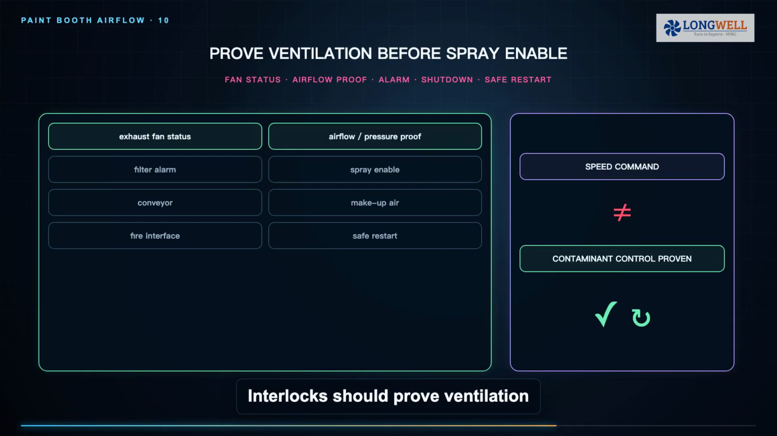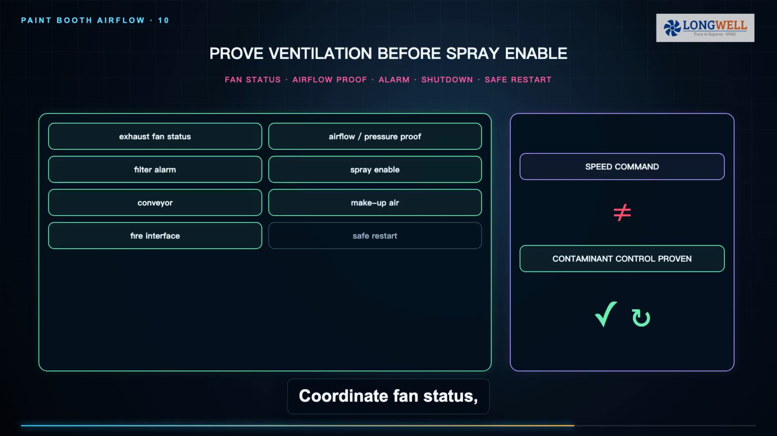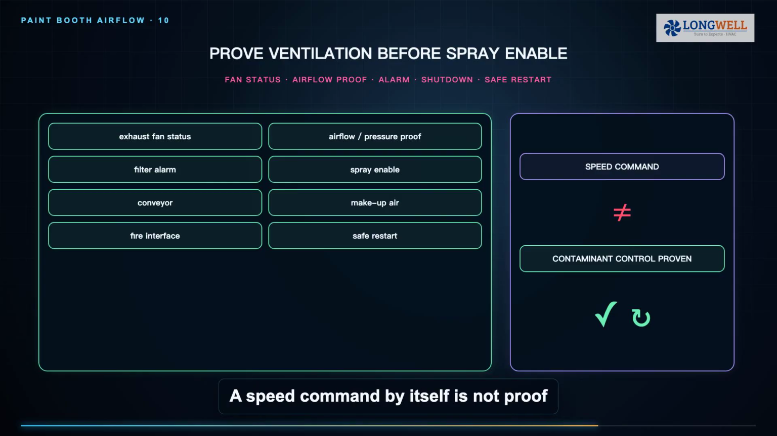Interlocks should prove ventilation before spray is enabled and stop the process when required airflow is lost. Coordinate fan status, airflow or pressure indication, filter alarm, spray equipment, conveyor, makeup air, fire protection and safe restart. A speed command by itself is not proof that hazardous contaminants are controlled.